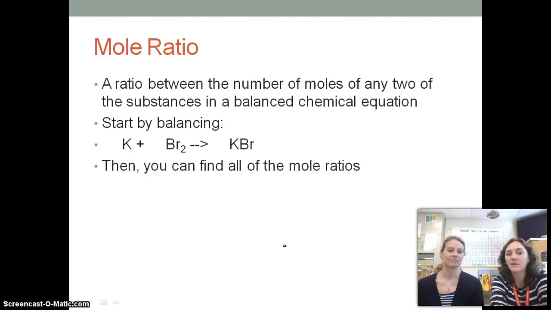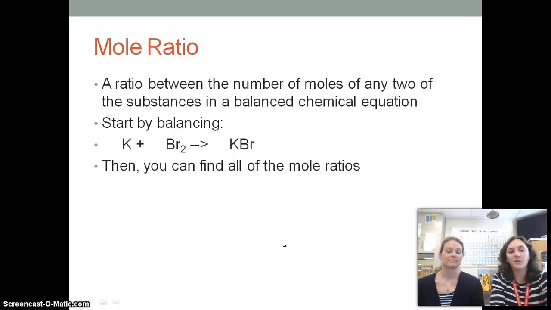This is the ratio between the number of moles of any 2 of the substances in the balanced chemical equation. So, this is where we see a lot of mistakes. Students don't balance. They forget. They just assume we give them an equation and it's already balanced. That's not true. So, throughout your notes, these are not balanced for a reason. You have to go through so that you remember to always balance it. Sometimes they will be balanced for you, but you always need to double check. Just don't assume that they are.